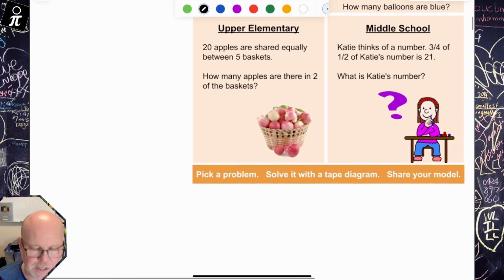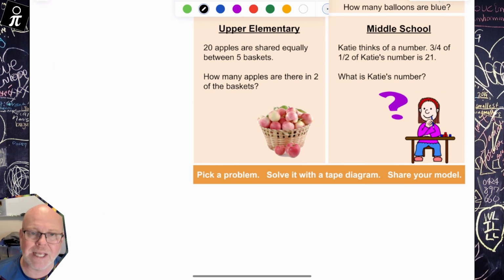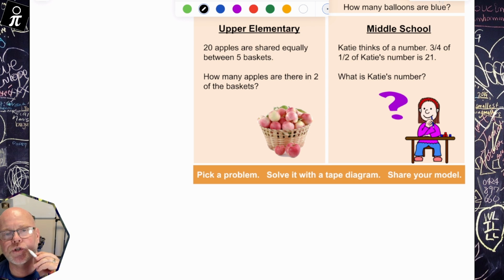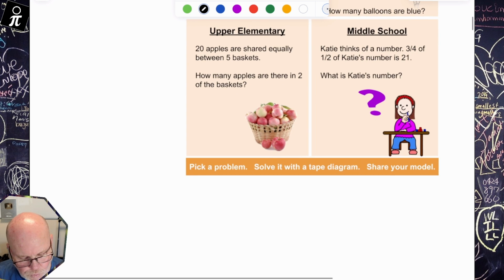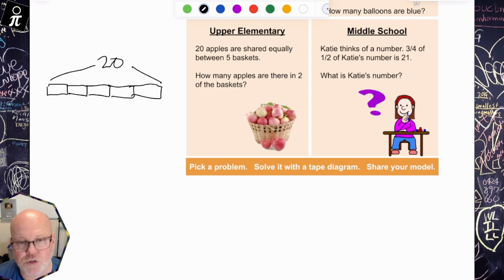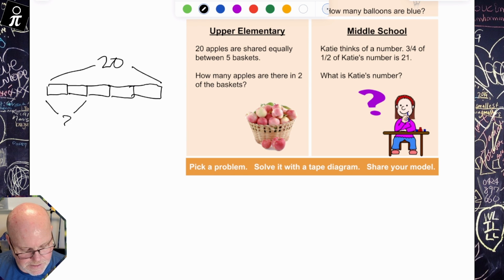All right, now the upper elementary: 20 apples are shared equally between 5 baskets. How many apples are there in 2 of the baskets? So what is that going to look like? Well, I think I'm going to just use a one tape diagram and say, here's my 5 baskets, and these 5 baskets are holding 20 apples. And then I want to know how many apples are in 2 of these baskets.